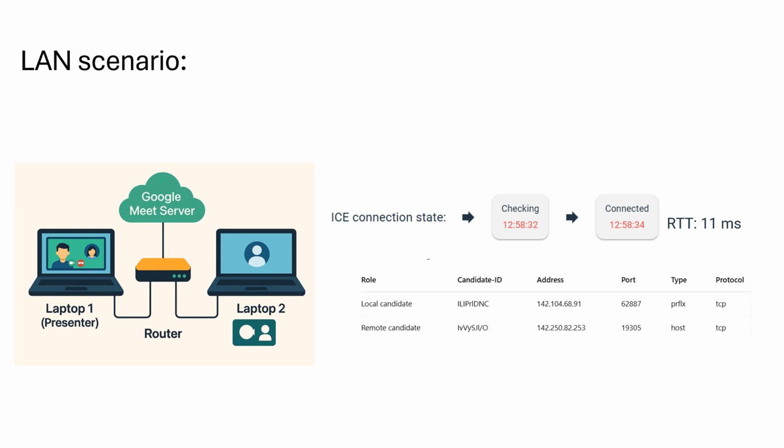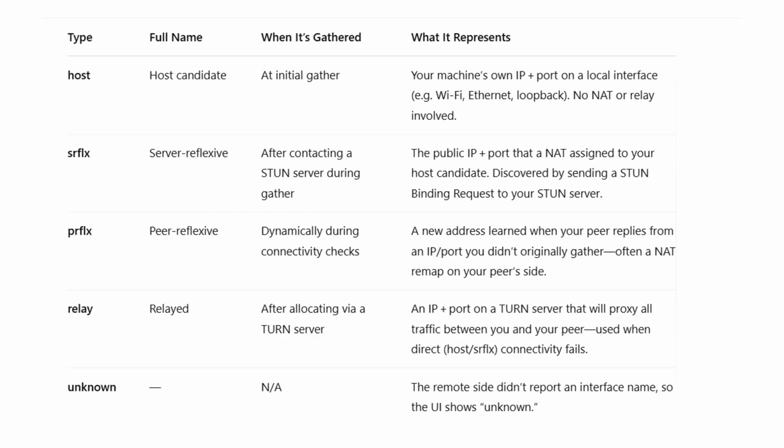They use the prflx type, and the average RTT between the two peers is 11 milliseconds. And you can see the type of the connection. The type may be host when the machine has its own IP and uses it to make a connection with the remote, or server reflexive.